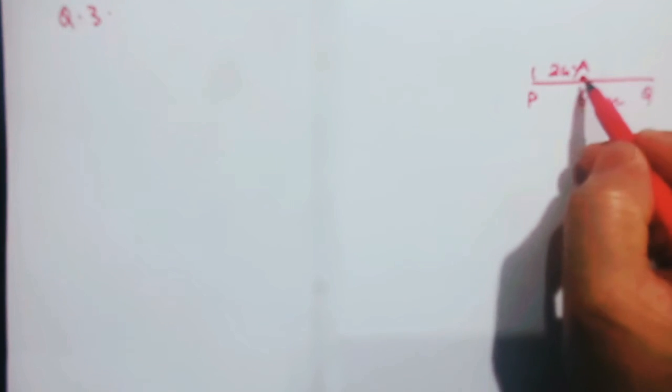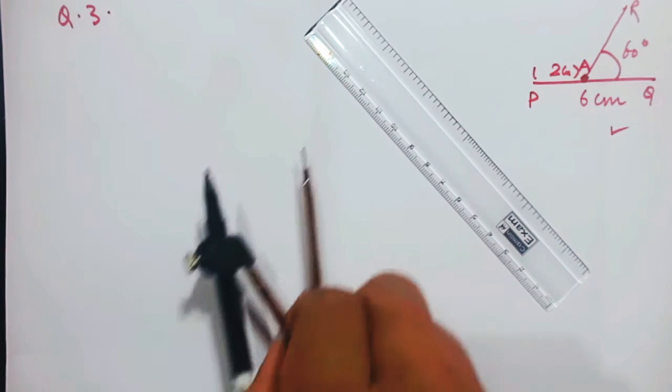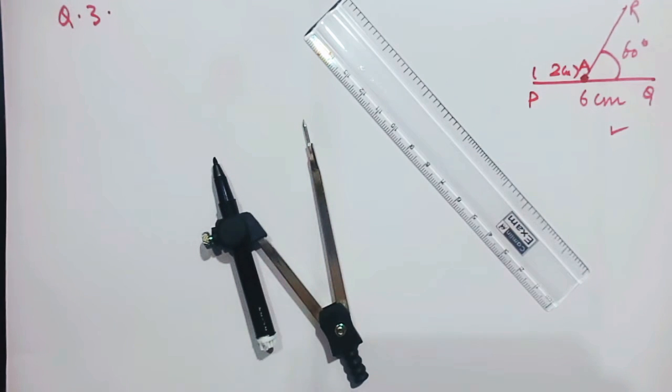And then they say that at point A, construct an angle QAR equal to 60 degree. So we have to construct QAR equal to 60 degree. So I have done my rough construction part. Now I shall be using ruler and compass only for our construction.